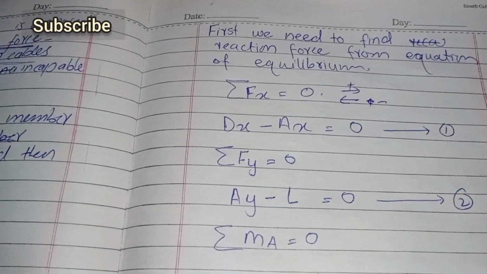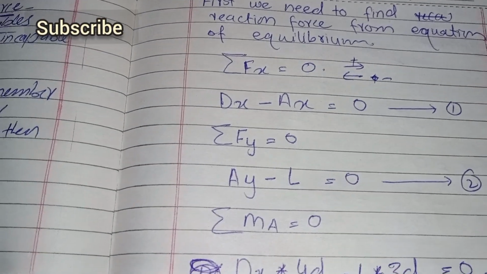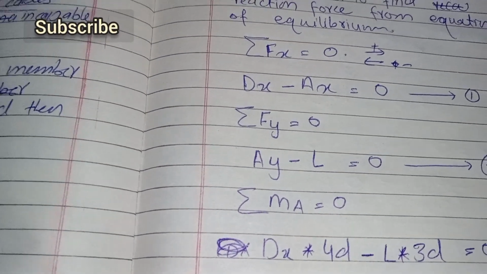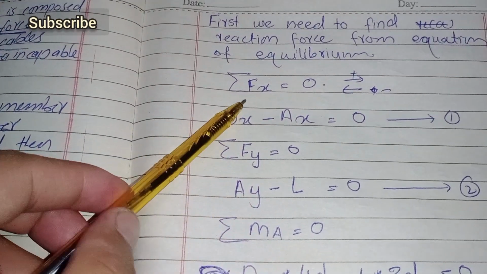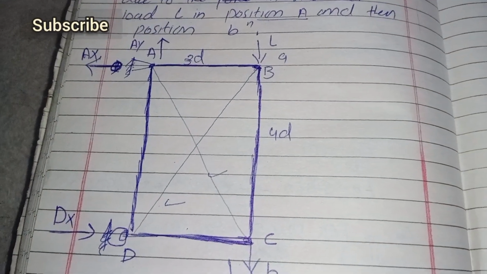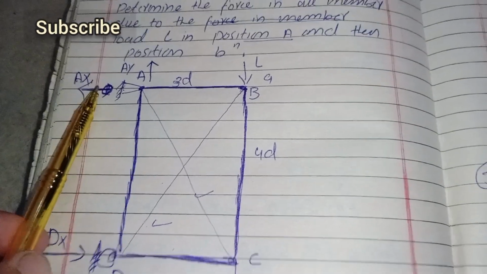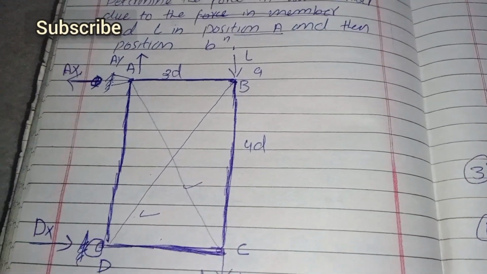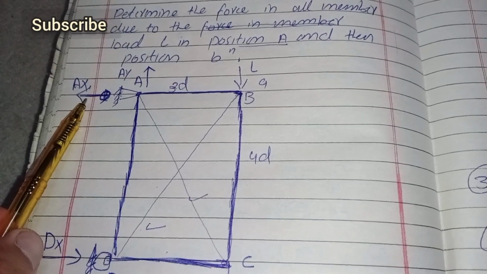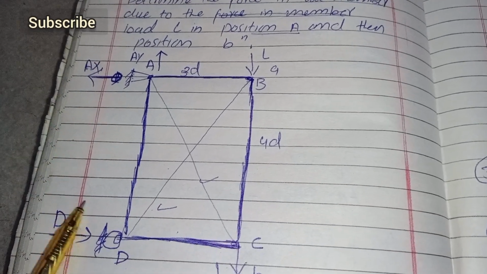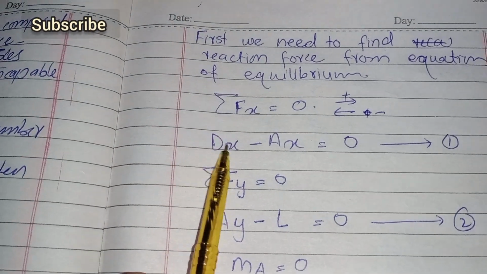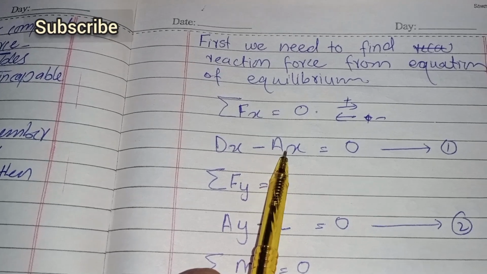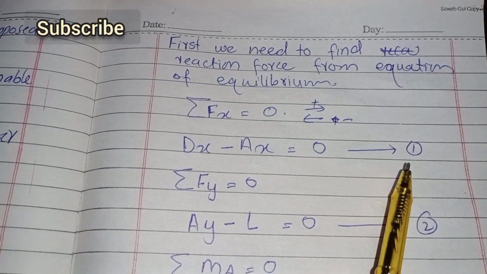There are three equations of equilibrium by which we will find the reaction forces. First, the summation of all horizontal forces acting on this truss equals 0. There are two horizontal forces, AX and DX. AX is directed toward the left, which will be negative, and DX is directed toward the right, which will be positive. So DX minus AX equals 0. This is our equation 1.